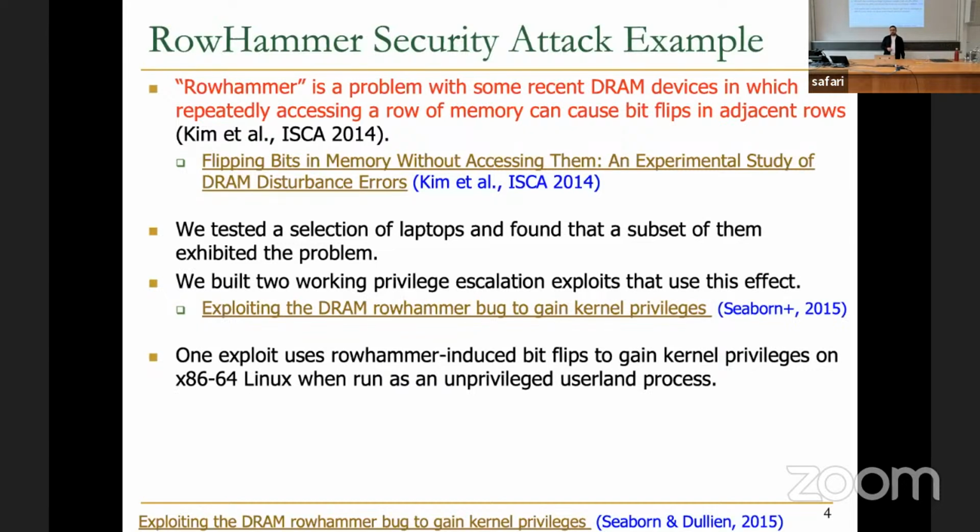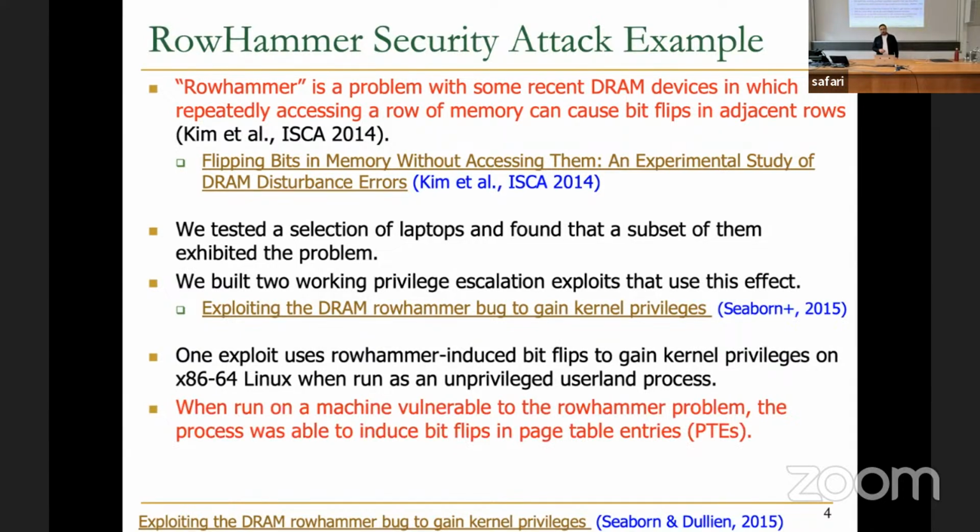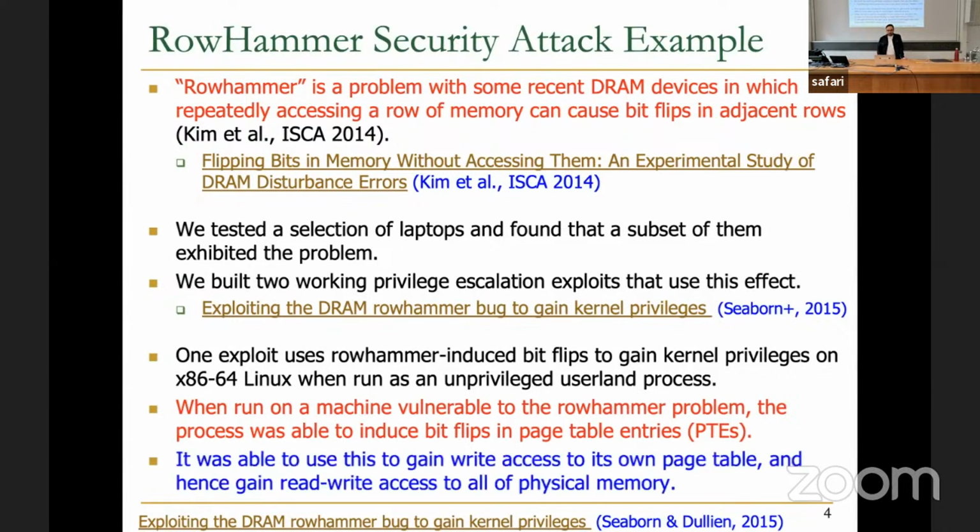How they do it is that they use these RowHammer-induced bit flips to alter critical bits in the system that give them access to some unprivileged regions in a Linux system. When they run this on a machine that's vulnerable to RowHammer, they can actually flip bits in page table entries, which I will talk about in detail. This allows them to gain read-write access to the whole physical memory.